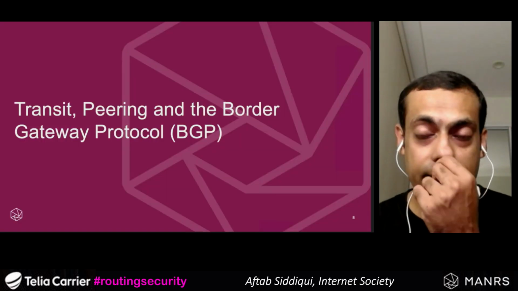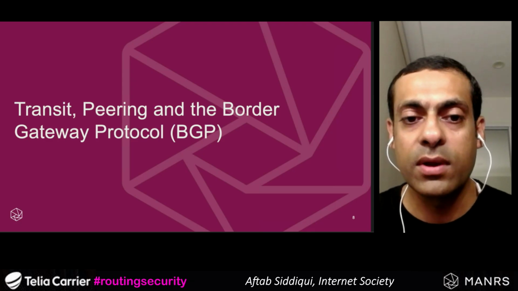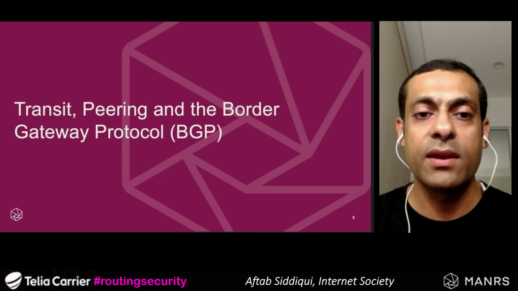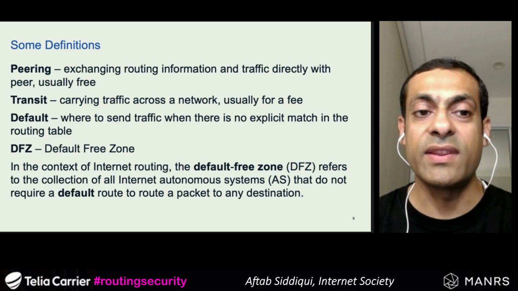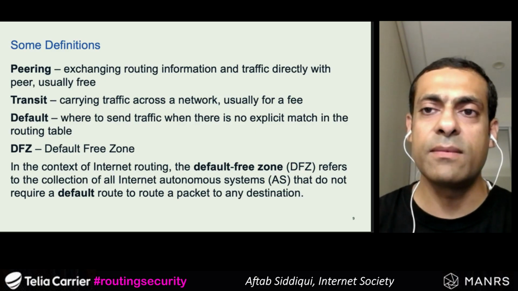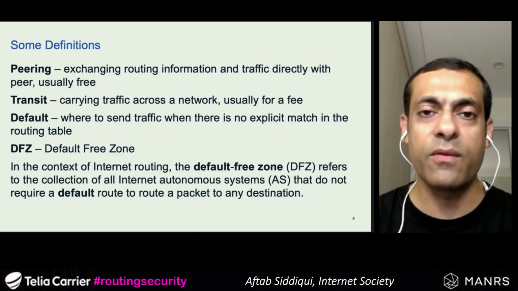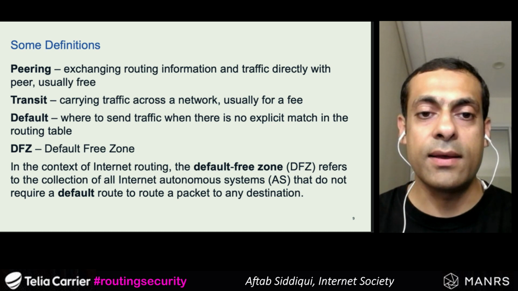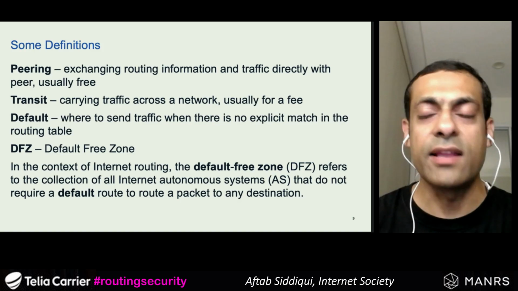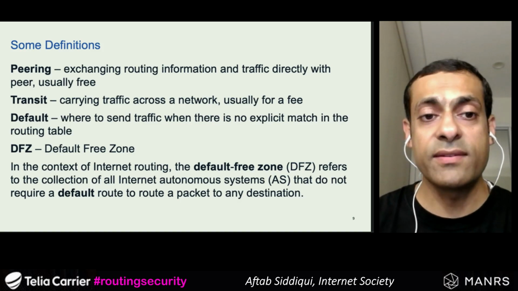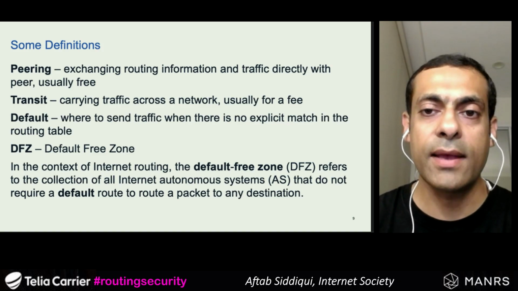Again, there are certain terms we should be very clear about once we talk about BGP. Number one is called peering. Exchange routing information and traffic directly with the peer. It usually is free. I mean, of course, you might have to pay the cost of the port where you're physically connected, or maybe the physical cable you are laying between the two networks. Otherwise, usually it is free. Transit, this is what you buy. It comes with a cost.